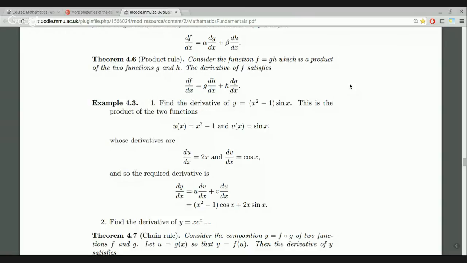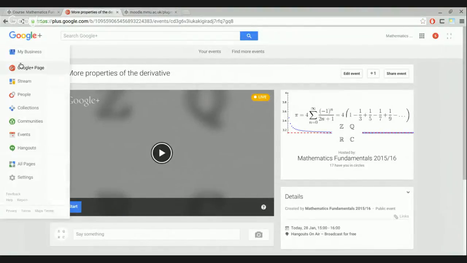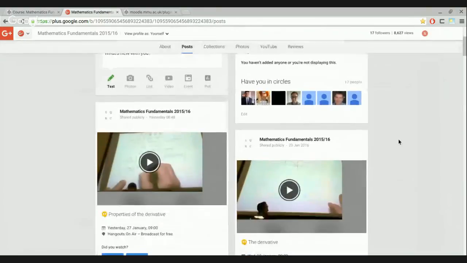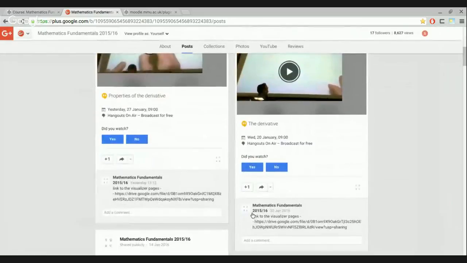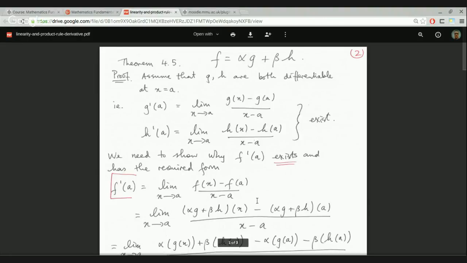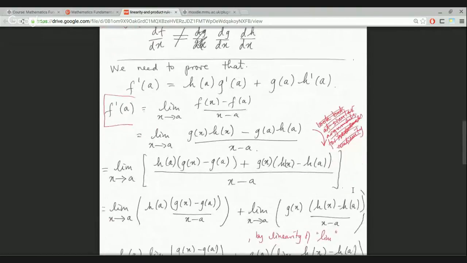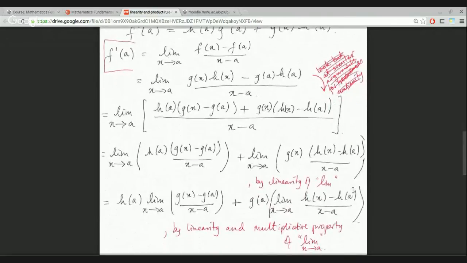Where are we going to go from here? When we did the proof of the product rule a few days ago, or yesterday, wasn't it? Let me just get the proof of the product rule up so you can see it, just to compare what we should do. That was the linearity. Proof of the product rule. So look, it started off exactly the same way. F prime a equals the limit of f of x minus f of a divided by x minus a.